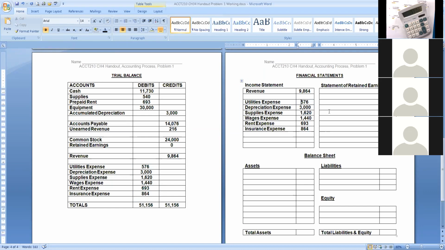Now I'm going to jump in here and put negatives in front of these. You do not have to do this, but I'm going to put negatives so I know it's the money going out. And this will leave us with our net income. Let me make sure I have all of them. 1, 2, 3, 4, 5, 6.